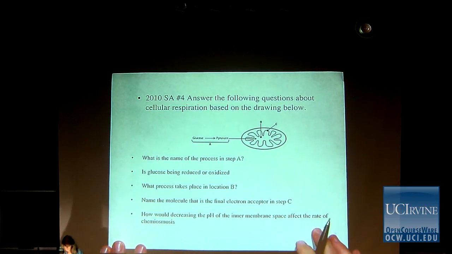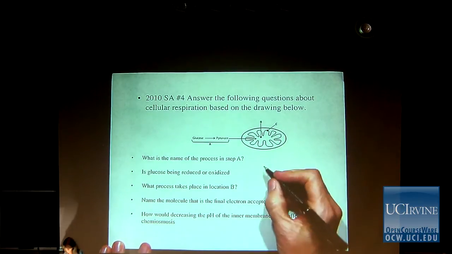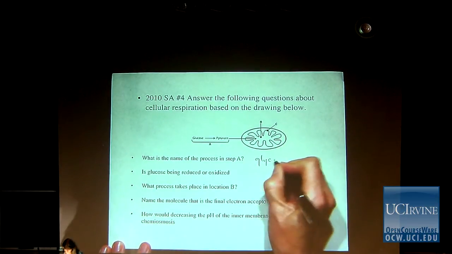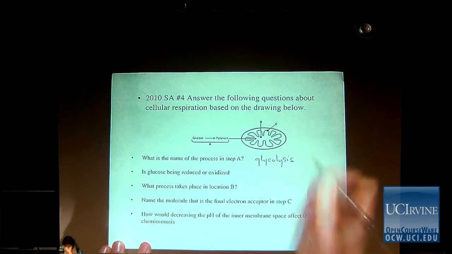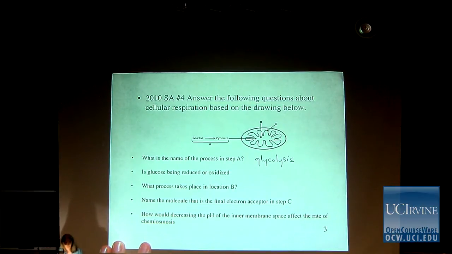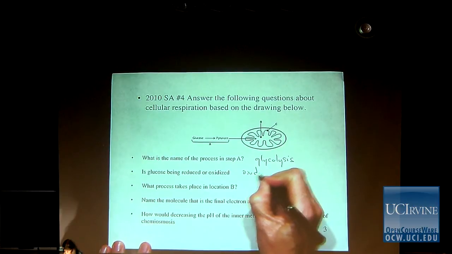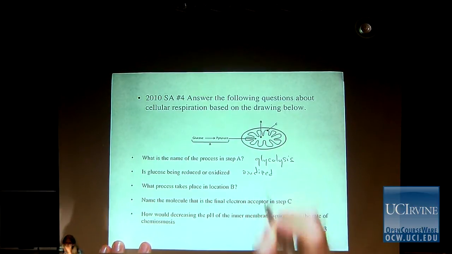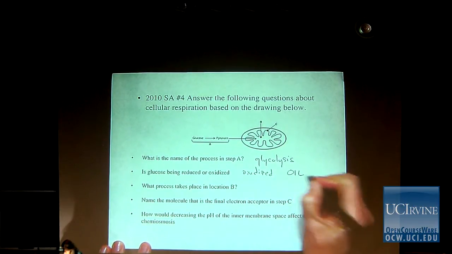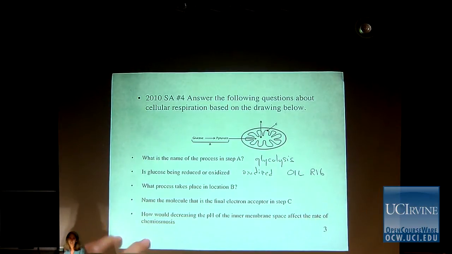What is the name of the process in step A? Shout outs. Glycolysis. Very good. Is glucose being reduced or oxidized? Oxidized. Very good. I still have to think every time when I write this. And sometimes in the lecture, when you hear me pause, it's because I'm thinking, oxidation, oxidation is losing electrons.